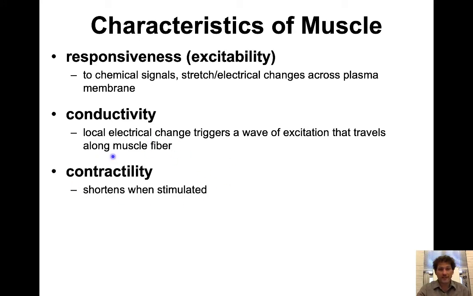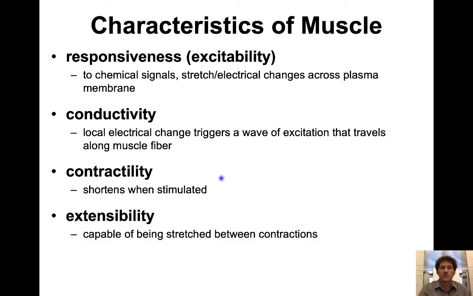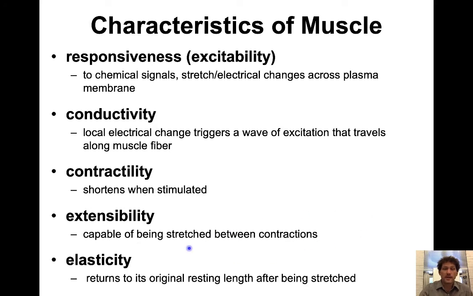It's contractile. It has contractility, meaning it shortens when it is stimulated. And we didn't see that in our neurons, right? We didn't see our neurons getting any shorter. And that's one of the nice characteristics and advantages of muscle. It is extensible, meaning it can be stretched between contractions. And it is elastic, so it returns back to its original length after it is stretched.